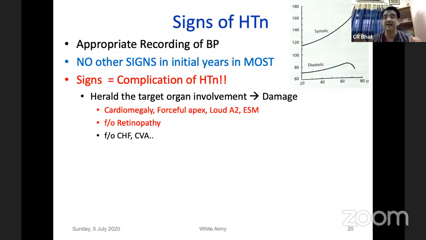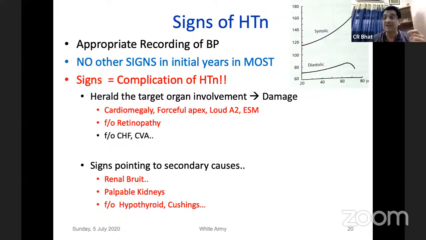That is the only sign, but there may not be any other sign. But if they develop signs of anything, it indicates that hypertension was there for a long time and has already caused target organ involvement or damage. Now, there may be cardiomegaly because the heart has to contract more vigorously. So initially there will be a forceful apical impulse. The aortic component of the second sound will be loud. There may be an ejection systolic murmur, and later on they may develop cardiomegaly, indicating that the heart has been involved. And there may be features of retinopathy. Those who can look at the fundus will see the features of retinopathy, and there may be features of heart failure, cerebrovascular accident, or renal failure, and so on.